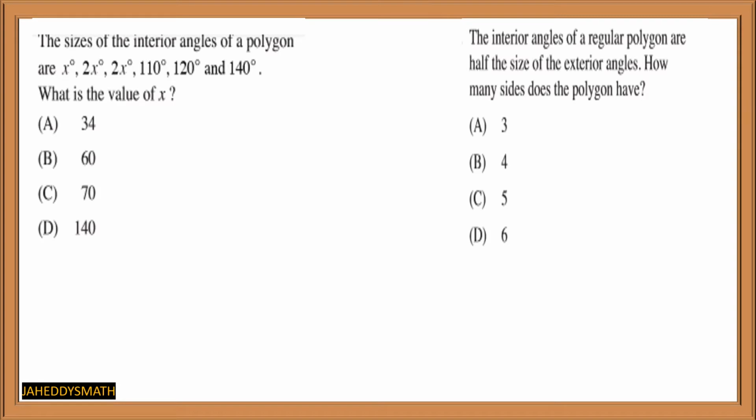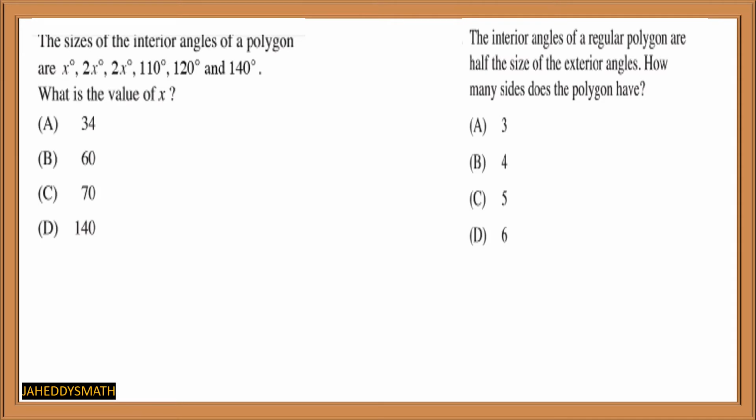Welcome. We're going to take a look today at some multiple choice questions on trigonometry and geometry. We're going to look at the question on the left. The sizes of the interior angles of a polygon are x degrees, 2x degrees, 2x degrees, 110, 120, and 140 degrees. They ask us to find what is the value of x.